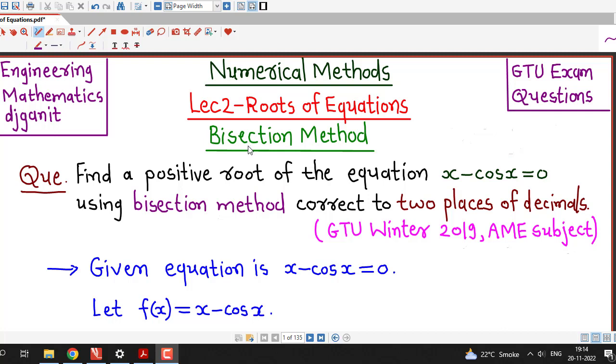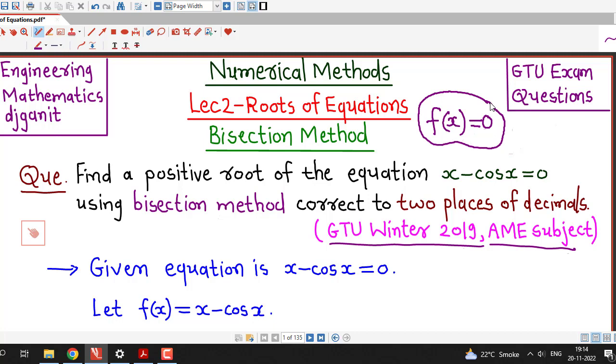In this lecture, we will discuss one question on bisection method which was asked in the GTU Winter 2019 exam of Applied Mathematics for Electrical Engineering subject. In the previous lecture, lecture number 1 on roots of equations, we discussed the bisection method, how that method works in finding an approximate root of the equation f(x) = 0. So now we are familiar with the process of the bisection method.